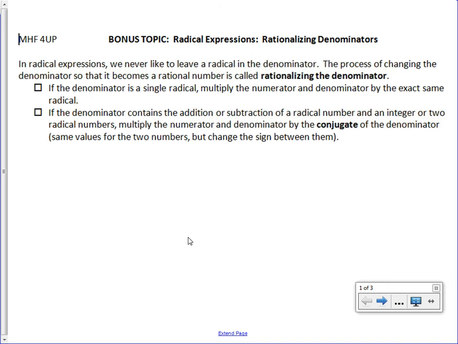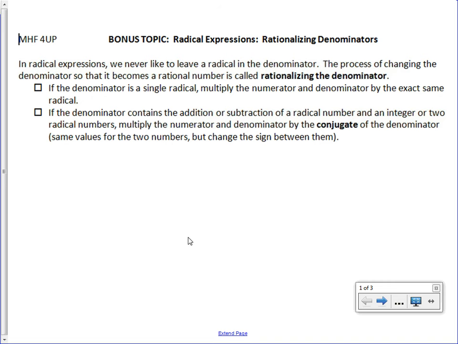Okay. Before we get into the nitty-gritty of what that means, we're first going to do this bonus topic called radical expressions, rationalizing denominators. Because there's going to be something coming up within this chapter, specifically when we deal with the second bonus topic, where it'll be important that you understand this strategy. So we're going to do the strategy, and we're going to do some examples.